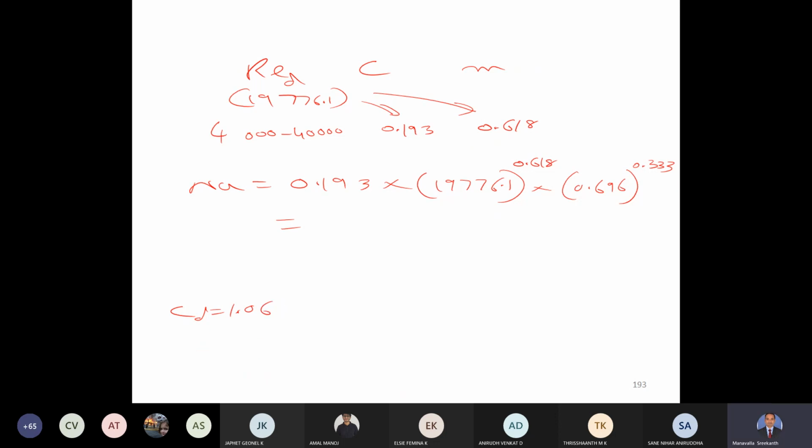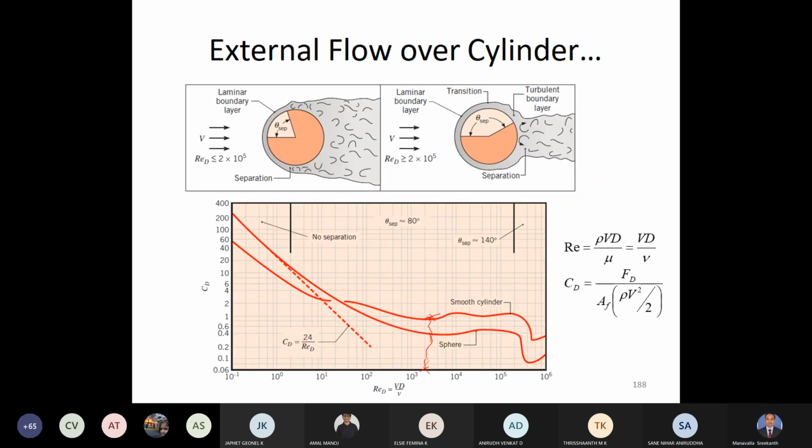Now, the formula to calculate the drag force is also available somewhere. Trying to find that. It is there. You don't have to remember that equation. Otherwise, you'll have to remember that equation. So to find the drag force, it is the coefficient of drag multiplied by the frontal area multiplied by rho u square by 2, right? Rho v square by 2, yeah.